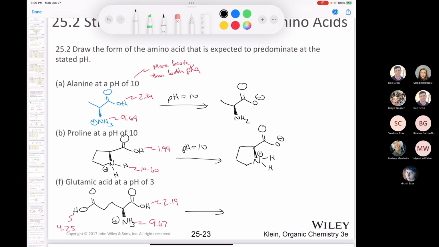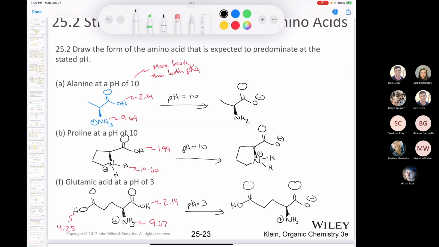If I put it in an environment with a pH that's equal to 3, that's going to be more basic than this one. However, it's more acidic than both of these. So those two that I have the circle around are going to remain the way they are. It's only the one here that's going to be deprotonated. So let's draw that form of the molecule. It's going to look like this. So this one stays protonated. This nitrogen stays protonated. And it's only this carboxylate that's going to lose a proton like that.